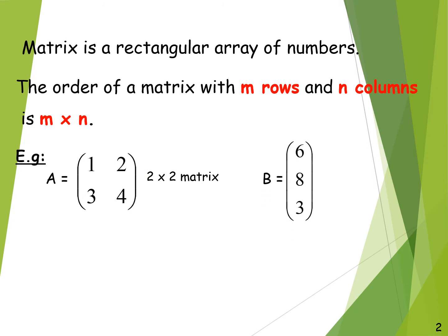B is 6, 8, 3. B has 3 rows and only 1 column, so B is a 3 by 1 matrix. C is 2, 5, 9. C has 1 row and 3 columns, so C is a 1 by 3 matrix.